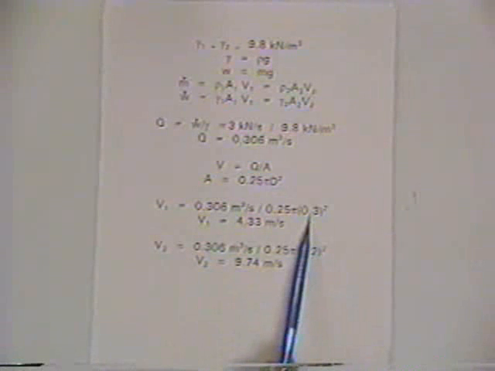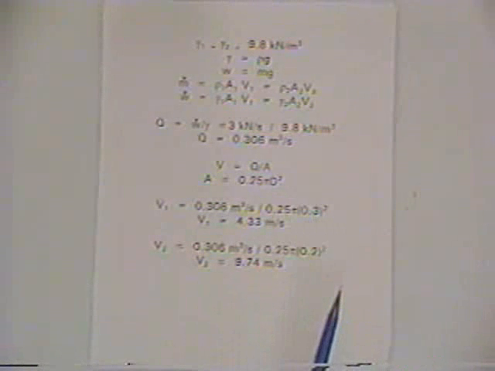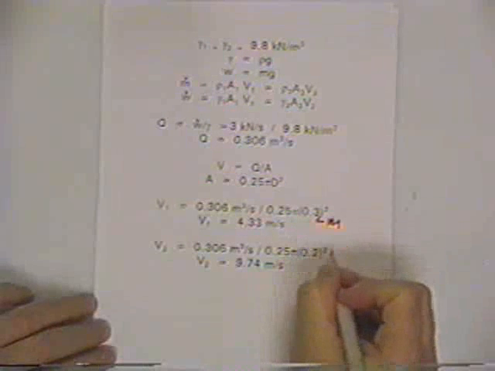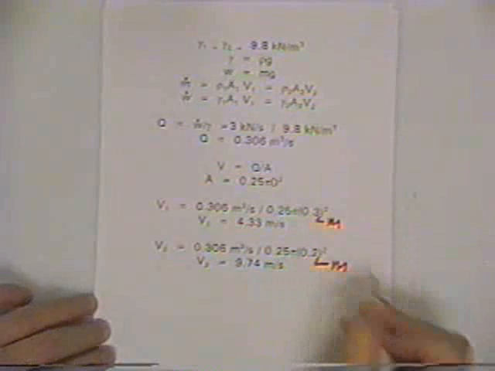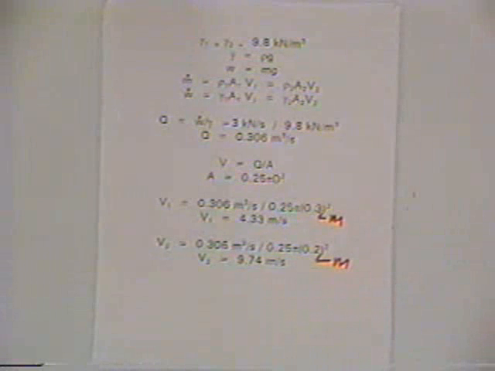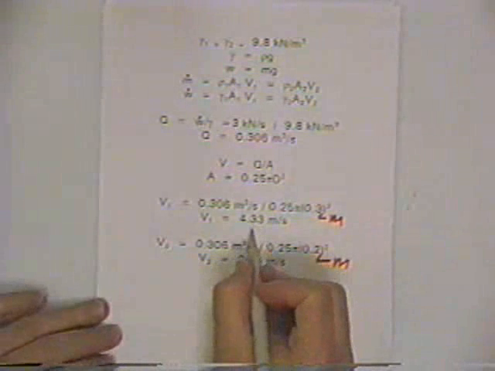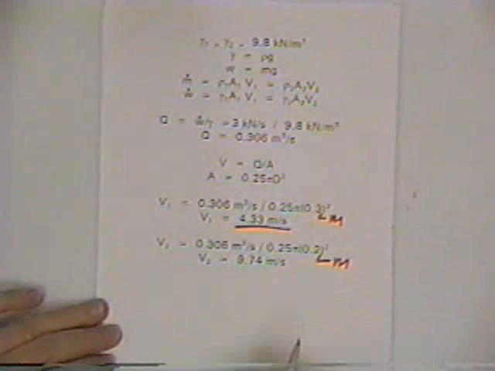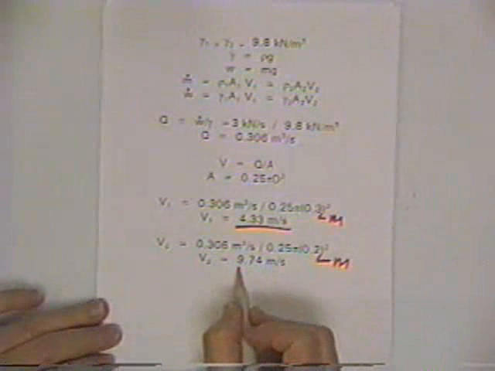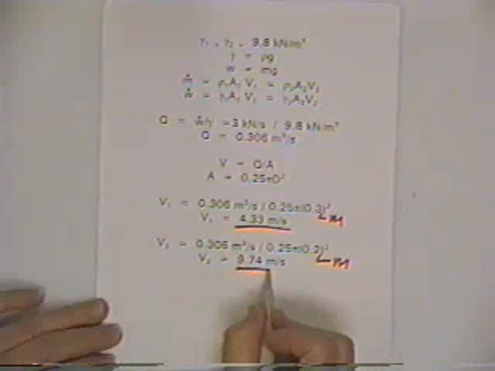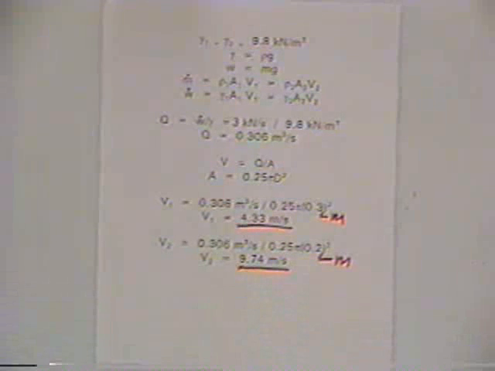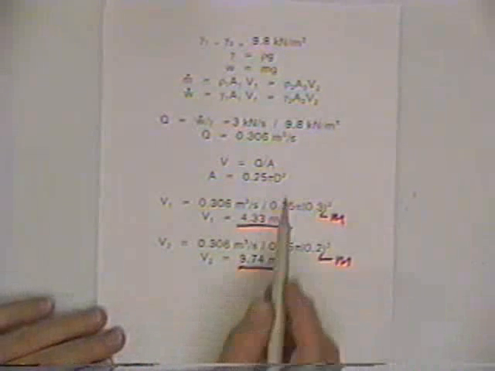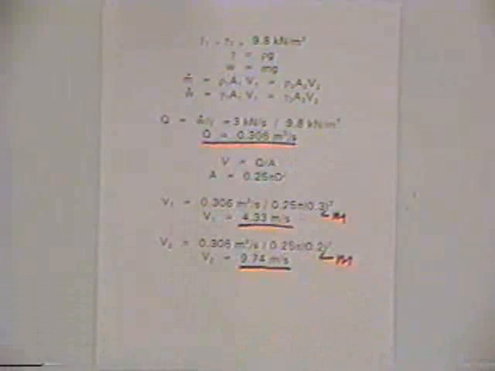And so in one case, the diameter of the pipe is 0.3 meters, and in the other case, the diameter of the pipe is 0.2 meters. And so we can substitute those in, and we'll get for the 0.3 meter pipe, we've got a velocity of 4.33 meters per second. And for the other pipe, the smaller diameter pipe, we've got an increase in velocity up to 9.74 meters per second. And so those two numbers combined to our previously computed discharge answers the problem.